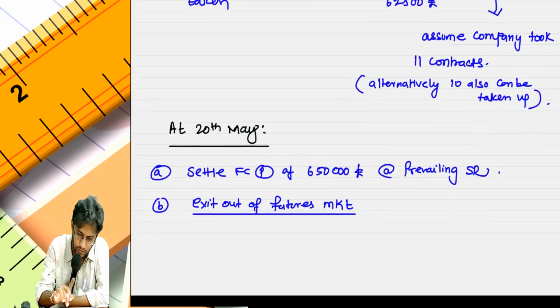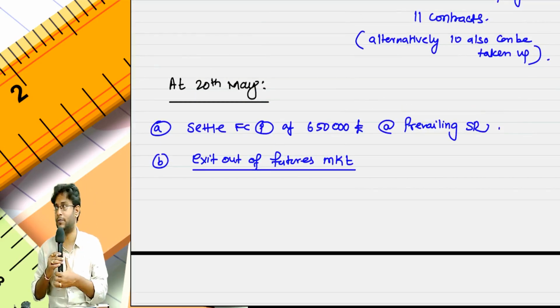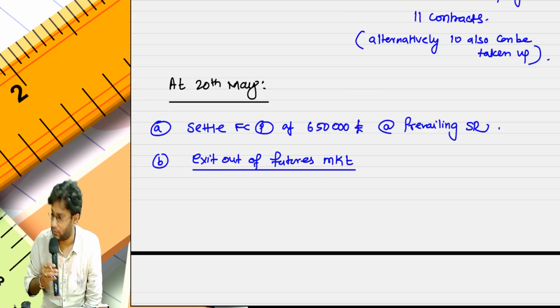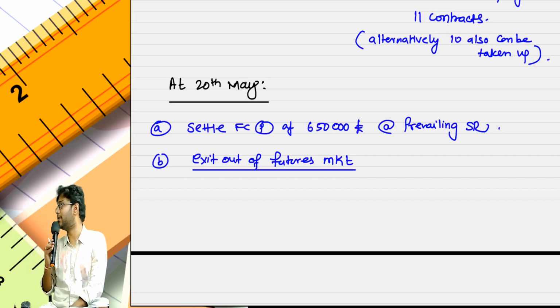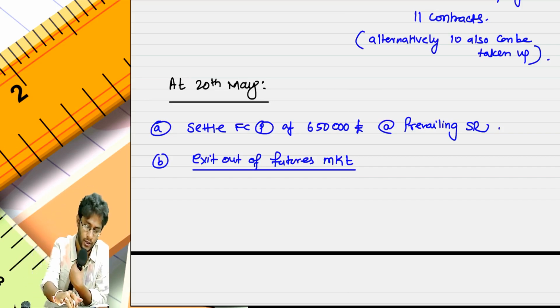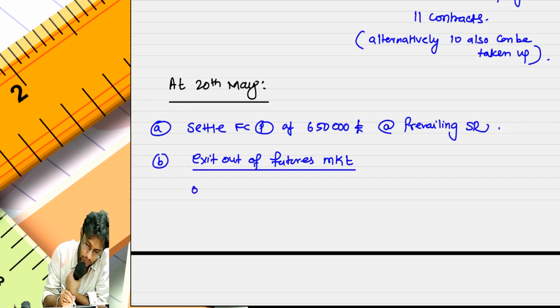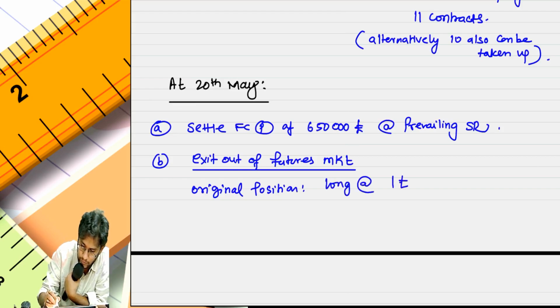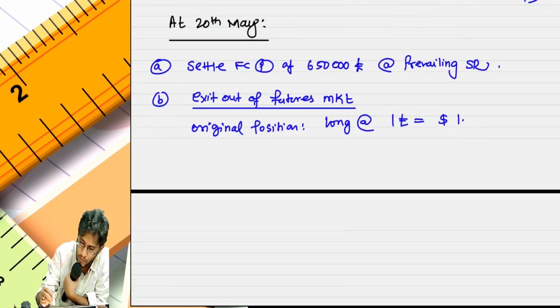You don't have any job there because the contract you took will expire only in June. On 20th May your FC payable is settled. So why will you stay there? Get out. So for that, what is your original position? Original position is long at the rate of 1 pound is equal to $1.4960.